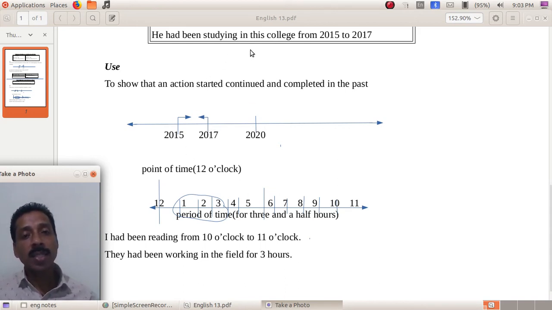In the case of this particular sentence we mentioned here, the person joined this college, or started studying in this college, in the year 2015. From that moment onwards, that activity continued. He started in 2015, it continued and completed in 2017. So an activity that started within this period 2015 and 2017, that is past perfect continuous tense. And if it is still continuing, it started in 2015, if it is still continuing, what will be the difference?